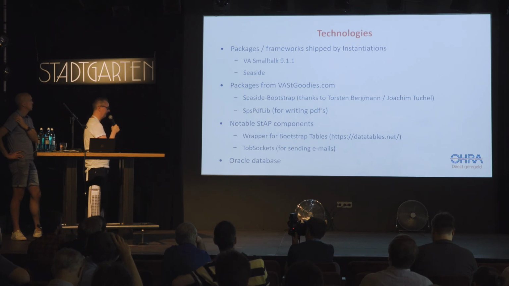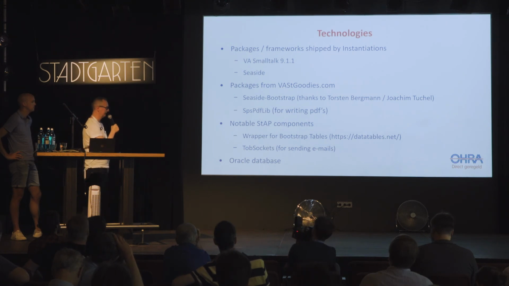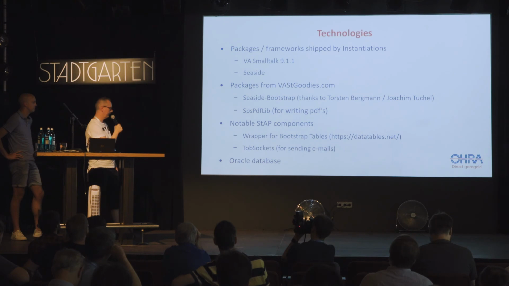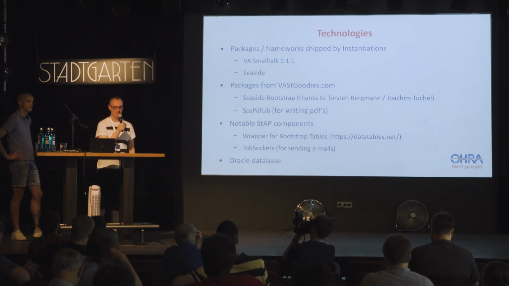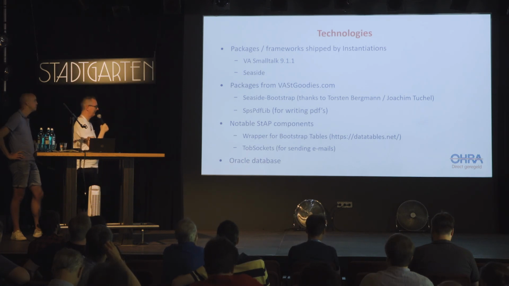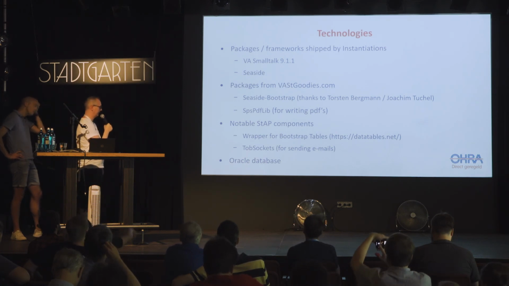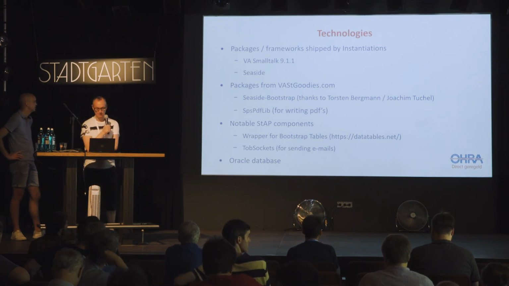One more interesting thing is the Bootstrap tables. You saw these tables just a couple of seconds ago, and we have a little wrapper for that library as well. And we're still using StAP sockets for email, but I noticed that there is a new SMTP package coming with 9.2. So we probably change to that soon. And there's an Oracle database at the bottom of it all.